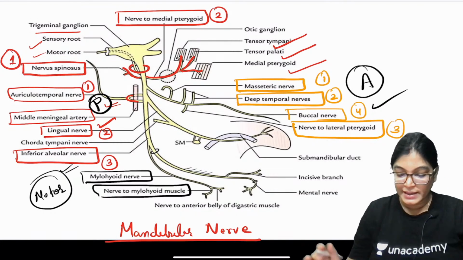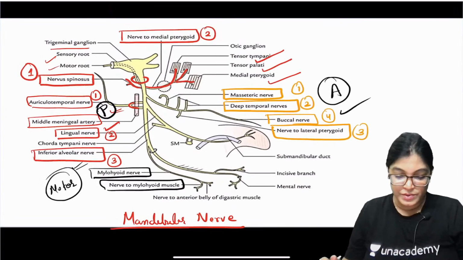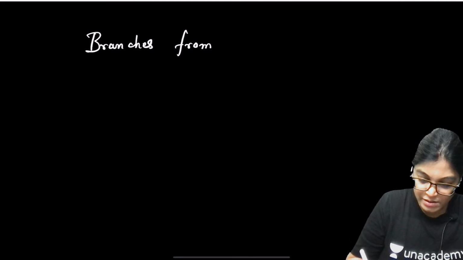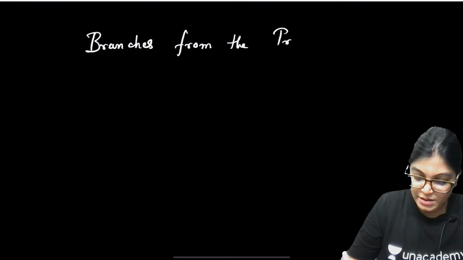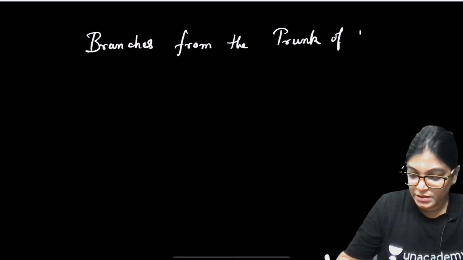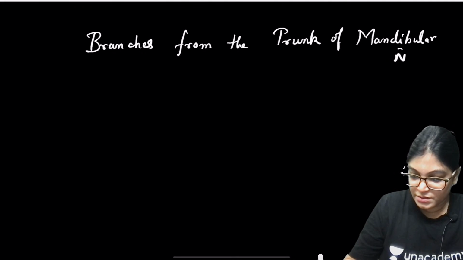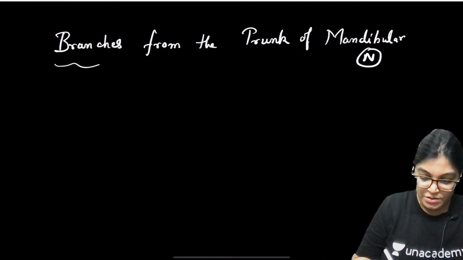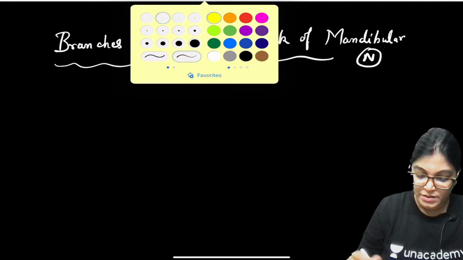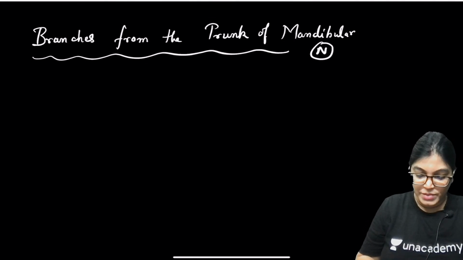Okay, so let me write it in brief and then we will be done for the topic. Let's start with just the branches so that you will not confuse afterwards. So write down branches from the trunk of mandibular nerve. If we are talking about the branches from the trunk of mandibular nerve, it is giving the following two important branches.